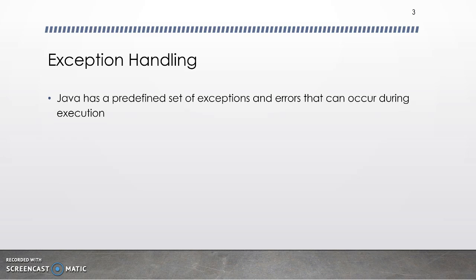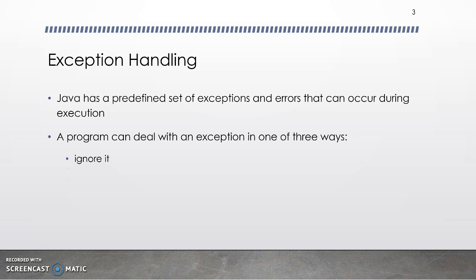Exception handling. Java has a predefined set of exceptions and errors that can occur during execution. A program can deal with an exception in one of three ways. It can ignore it, it can handle the exception where it occurs, or it can handle it in another place in the program.